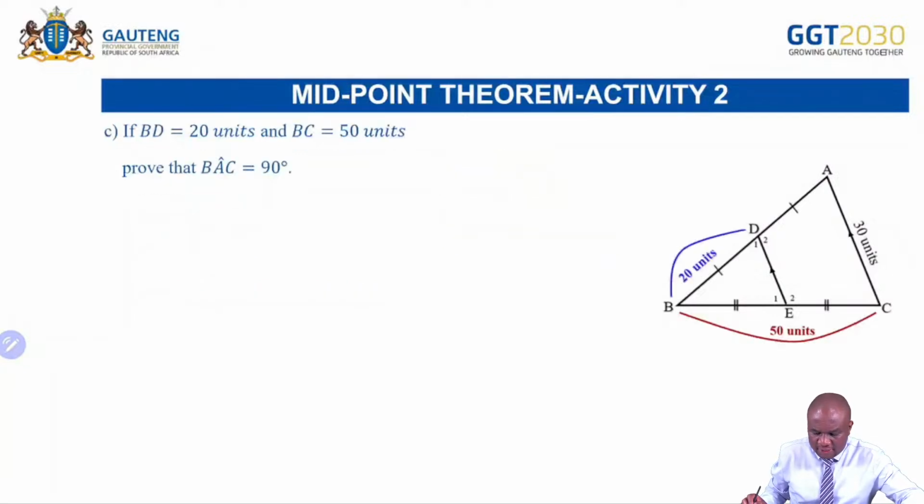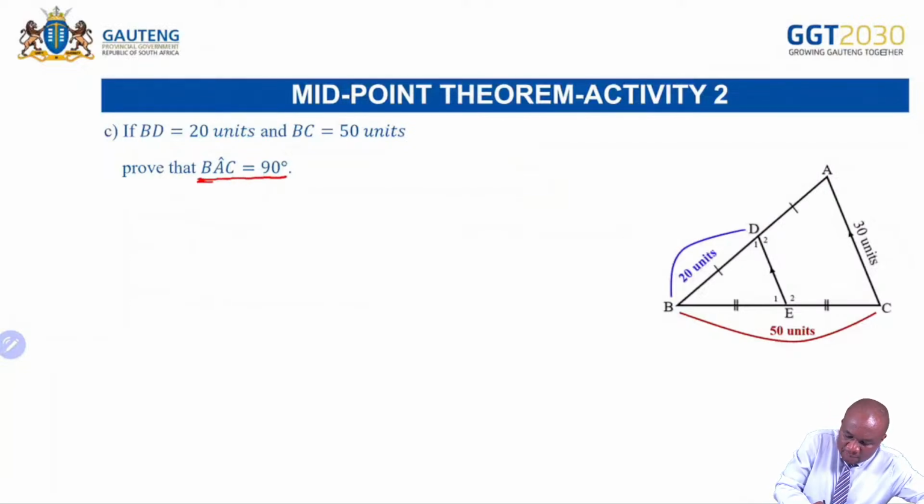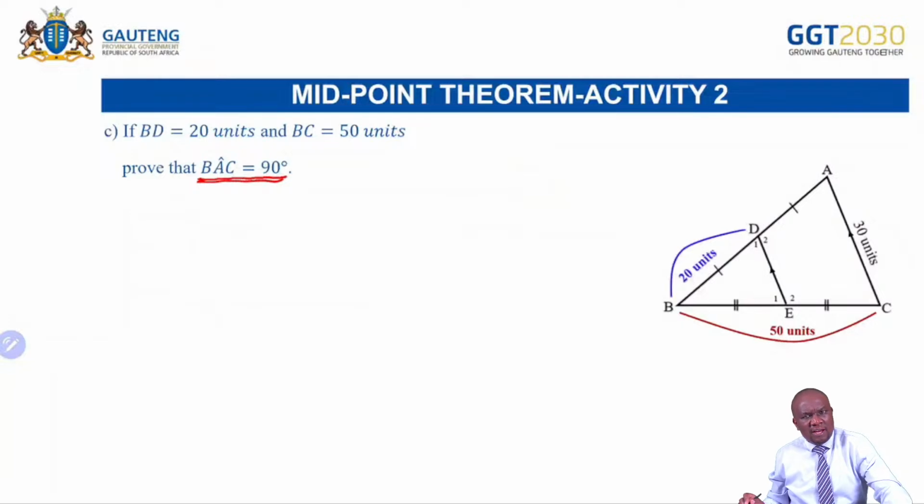Right. If BD is 20 units and BC is 50 units, prove that angle BAC is 90 degrees. How can we prove that an angle of a triangle is 90 degrees? Okay, let me give you a clue. Remember the converse of what? The Pythagoras theorem.